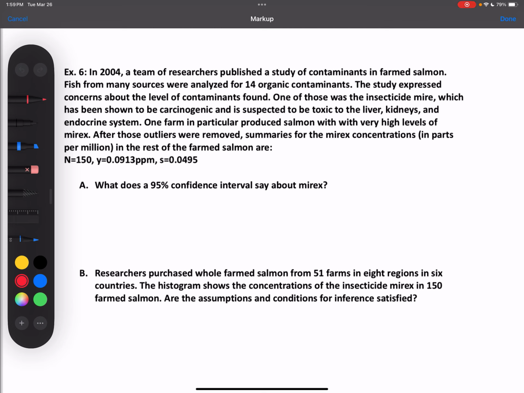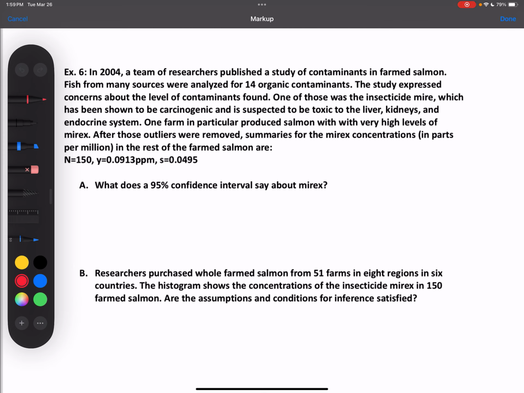And is suspected to be toxic to the liver, kidneys, and endocrine system. One farm in particular produced salmon with very high levels of Mirex. After those outliers were removed, summaries for the Mirex concentrations in parts per million, that's what ppm is, in the rest of the farm salmon are, and so then they give us N, the Y is our average, like our Y bar, and then S is our standard deviation that's given to us.